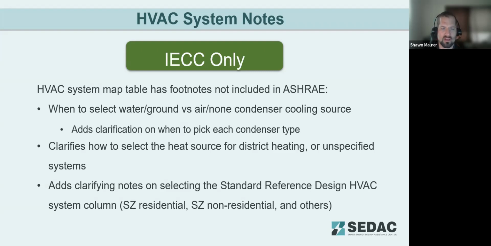There are also some clarifying notes in the standard reference design HVAC section as far as the system type, whether it's going to be a single zone residential, non-residential, or other, which would be all your other multi-zone commercial systems, and how to select those. So again, the Iecc has taken this simpler reference design model. You're getting a little bit more energy savings because of that out of that reference design than you would for Ashrae, where you're modeling the same HVAC system in both your reference design and your proposed design, and you're just accounting for those efficiency increases.